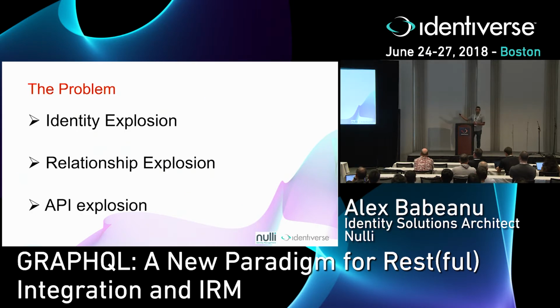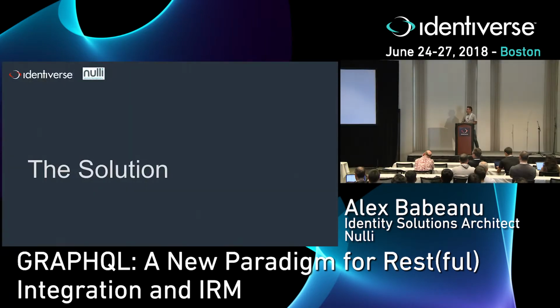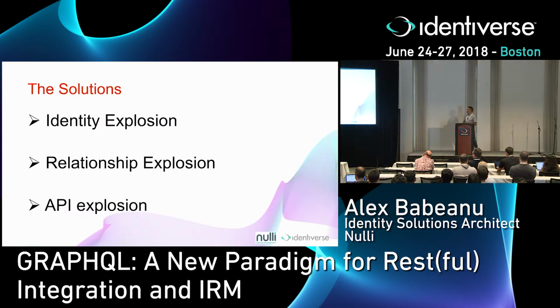So the problem then, we have an identity explosion to deal with, which leads to a relationship explosion, and we have an explosion in the number of APIs we deal with. So what can we do? We need new tools. So what's the solution then? All right, well, let's have a look at possible solutions.